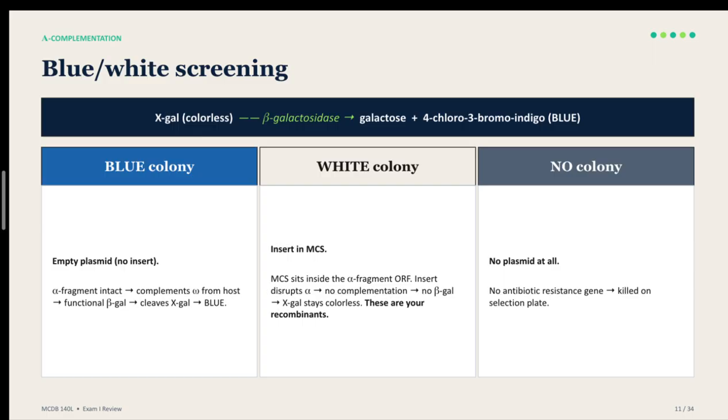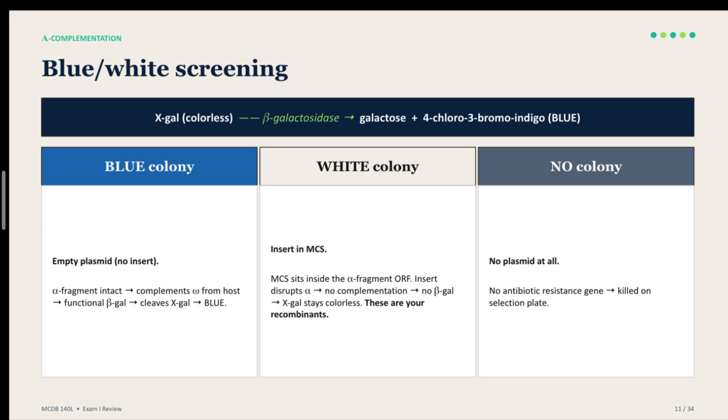White means that you have an insert that disrupted the alpha fragment open reading frame inside the multiple cloning site. You have no alpha fragment, therefore no enzyme, therefore colorless. So this is really, really critical. The whole point is your insert is actually within the alpha fragment, okay? The thing that you're trying to insert when you make this recombinant DNA, the DNA that you're trying to put into the base DNA, is sitting inside the MCS within the alpha fragment.